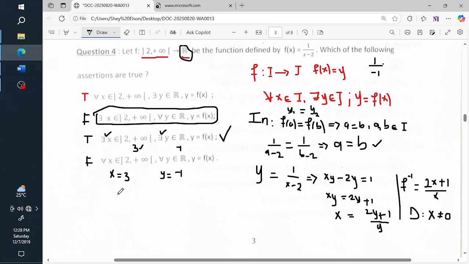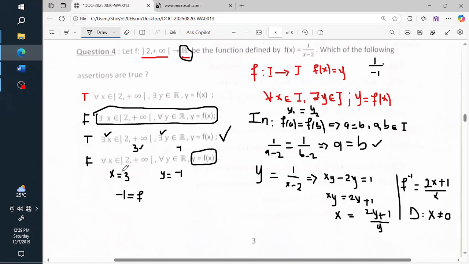Now is -1 equal to f of 3? I have to check this, y equal to f of x. You see that this statement is true, that's why this statement is false. Why? Because the two statements are opposite to each other. If I negate the statement there exists x, I'm going to have for all x. If I negate the statement there exists y, I'm going to have for all y. So if this statement is true, then this one is false, and this is just the justification.